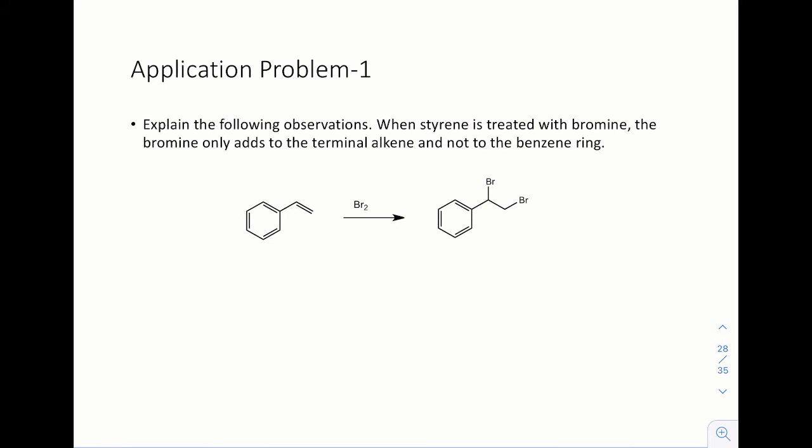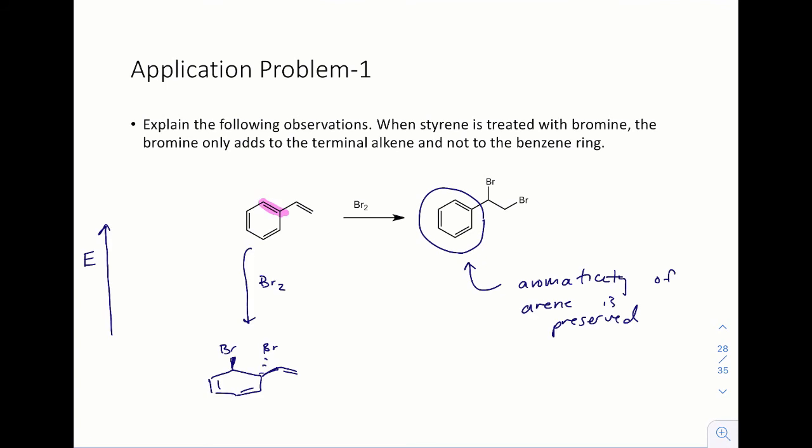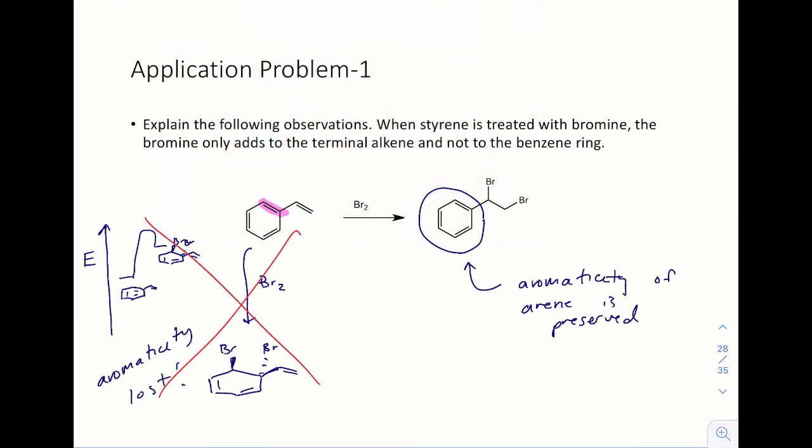We encountered this problem at the beginning of the class. When styrene is treated with bromine, the bromine only adds to the terminal alkene and not the benzene ring. We see the aromaticity of the arene is preserved. Bromine certainly could react with the pi electrons of the aromatic ring. However, this would result in a higher energy species, and the activation barrier is much too high. The species will be higher energy because the aromaticity is lost. So it's a lot of energy to get uphill. Okay, so it doesn't happen under these conditions.